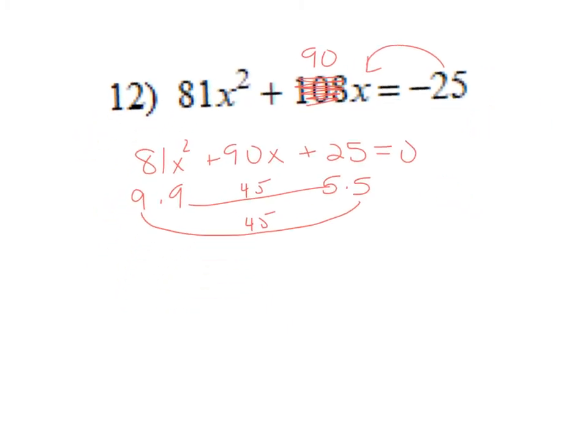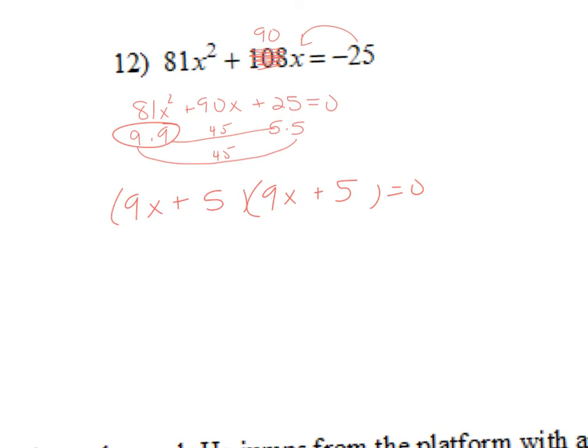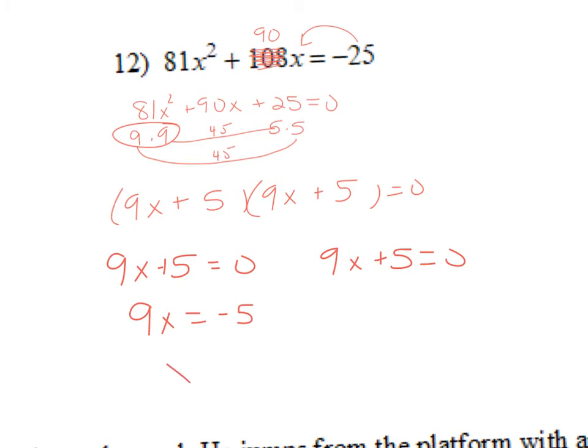Yay, that gets me a 90. So my factors here are going to be 9x and 9x, and then I've got 5 pluses. Okay, so now I've got 9x plus 5 equals 0, and 9x plus 5 equals 0. So I'm going to get 9x equals -5, so x is going to equal -5/9. Again, you'll get the exact same answer over here since it's the same factor twice.